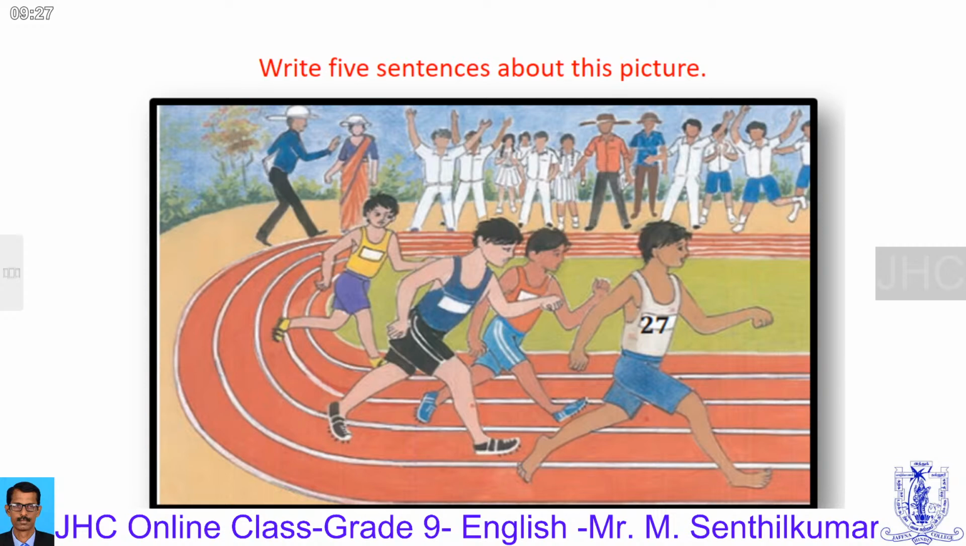Very simple. This is a picture of a school sports meet. You can write it like this. This is about the picture. Then, how many persons are running? 1, 2, 3, 4. So, you can write it.